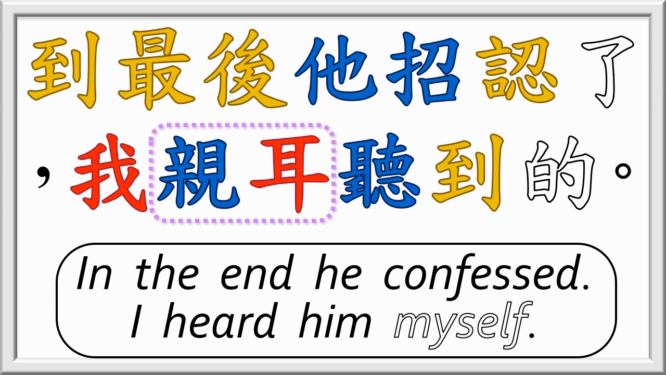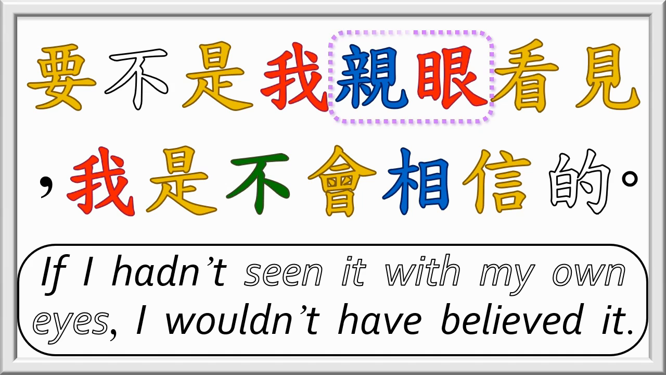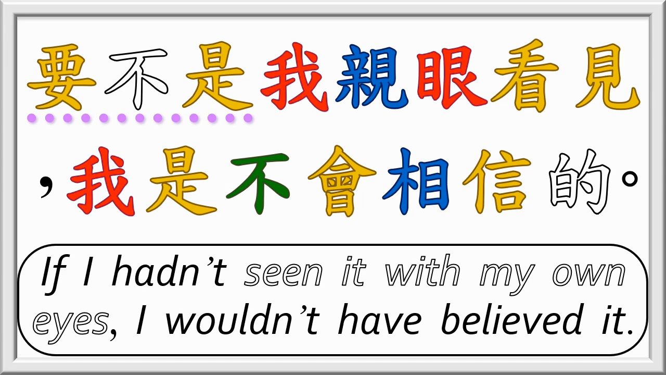到最后，他招认了，我亲耳听到的. In the end, he confessed, I heard him myself. 我亲手把木屋的钥匙拿给她. I personally gave her the key to the cabin. 要不是我亲眼看见，我是不会相信的. If I hadn't seen it with my own eyes, I wouldn't have believed it.